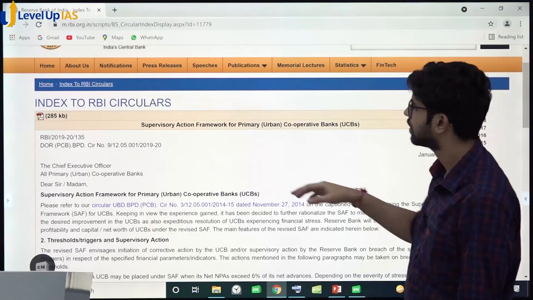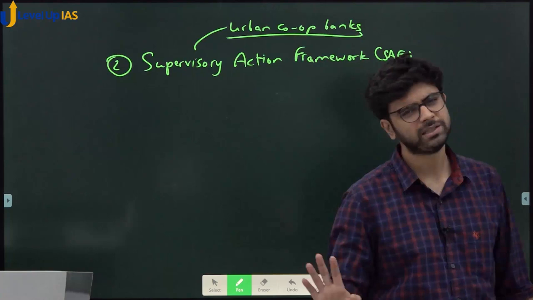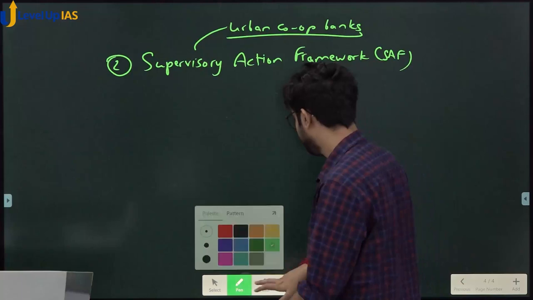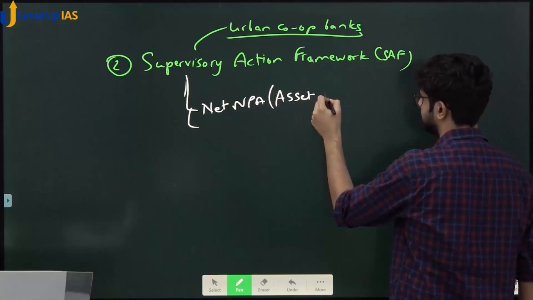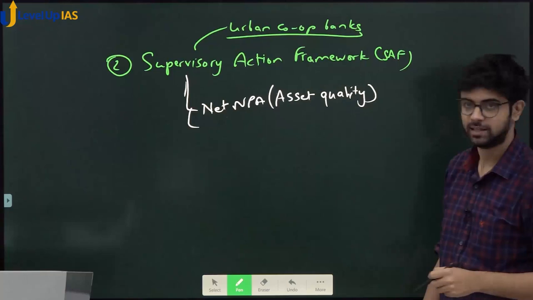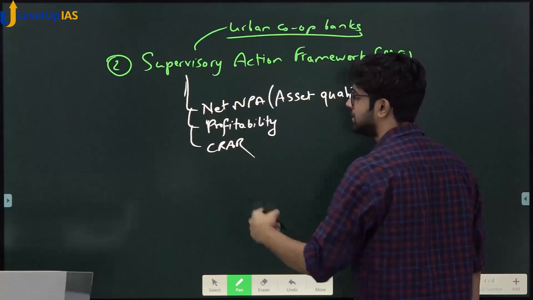Do you understand what is supervisory action framework? Primarily for urban cooperative banks. Right? Sometimes very rarely it is applied for rural, but you can say it is for urban. Did you see what criteria they chose? What were the criteria? Can you help me recollect the criteria? One, net NPAs. Second, this is asset quality only, no? Basically. How much did I say? 6%. Profitability for two consecutive financial years. Third, what was it? CRAR below 9%. Do we know everything that was spoken about in the circular?